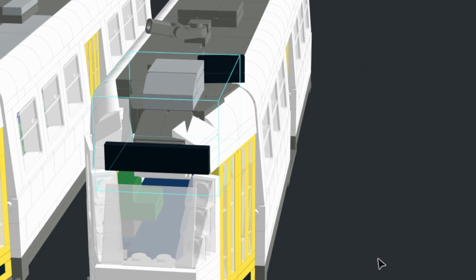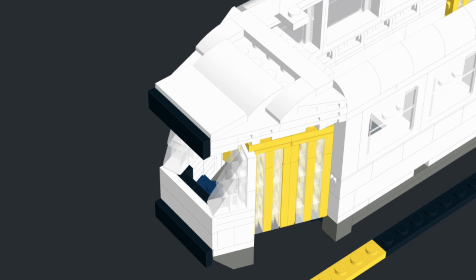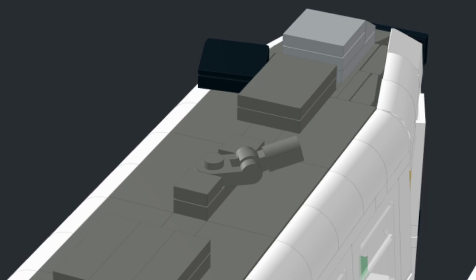I extended the roof out over the cab in a snot construction, which is a much better solution than my original design. There's also the pantograph, except when the Zs were originally delivered, the entire tram network was operated with poles, hence the pole stub on the opposite end.